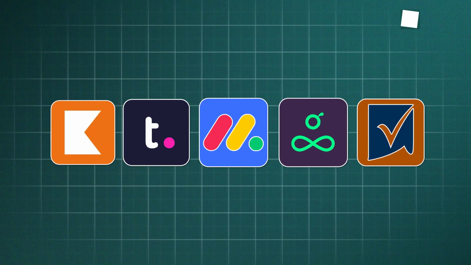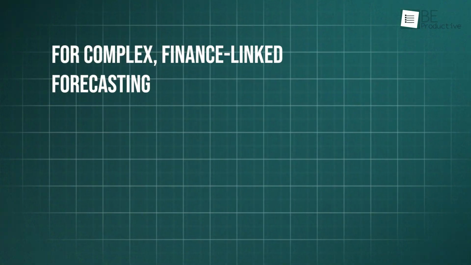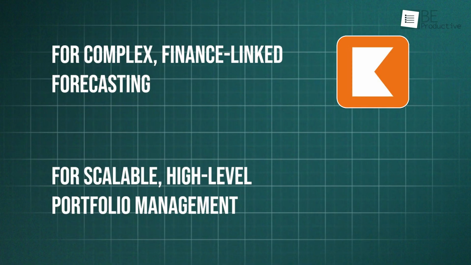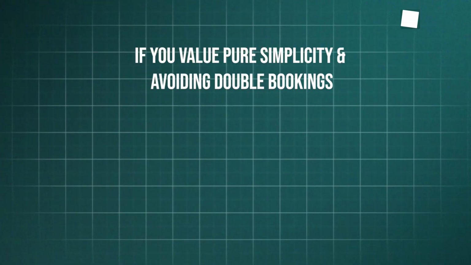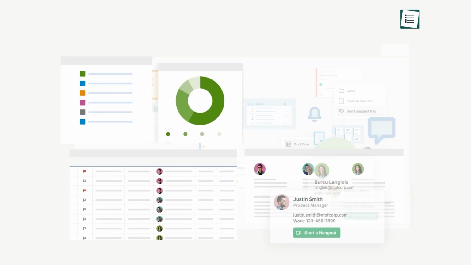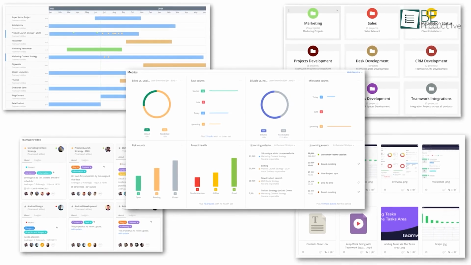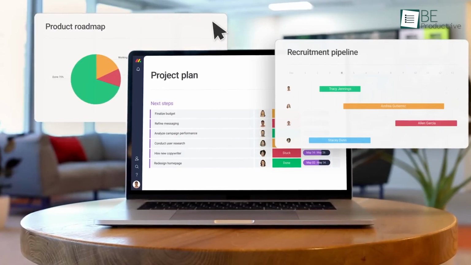So what should you pick? If you need detailed forecasting tied to finances, Kantata is the right guide. For teams that want scalable, big-picture portfolio control, Smartsheet is the answer. If keeping things simple and avoiding double bookings matters most, ResourceGuru does the job. Use this information wisely. Instead of waiting for problems, start free trials today, see how each tool works with your team, and take a step towards smoother operations.